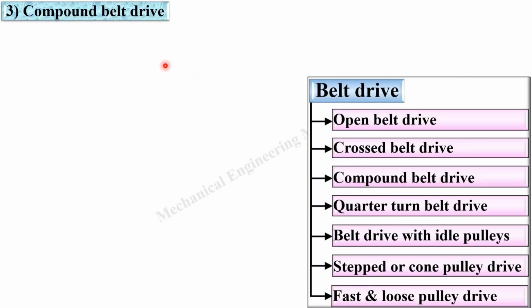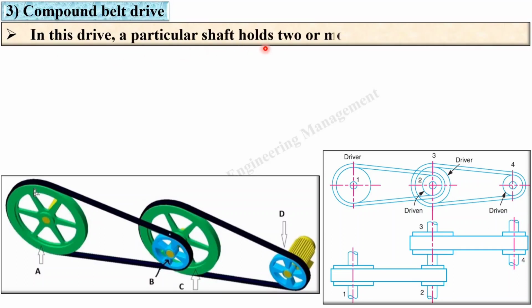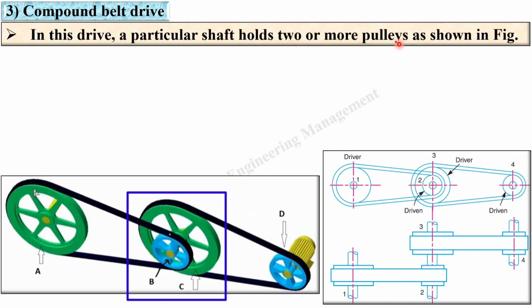Next one, compound belt drive. In this drive, a particular shaft holds two or more pulleys as shown in the figure. Here you can see this particular shaft having two pulleys, B and C. In this figure also you can see this shaft having two pulleys, pulley 2 and pulley 3. So very simple, when a particular shaft has two or more pulleys, it is called a compound belt drive.